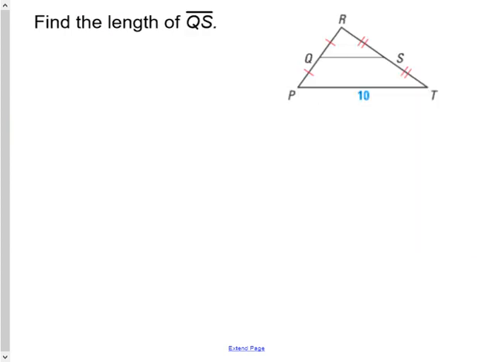Find the length of QF. So basically here we're trying to recognize, do we have the 2 part or do we have the half? So in this case, we're solving for the smaller portion. QS is half of 10. So x equals half of 10. Half of 10 is 5.